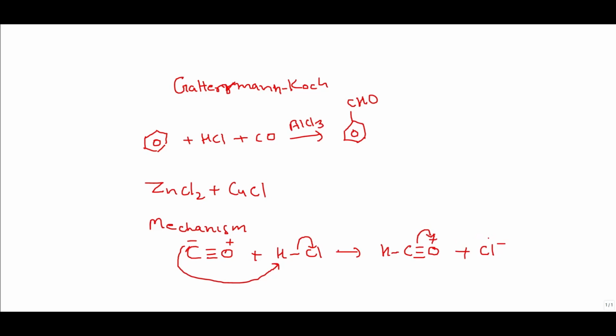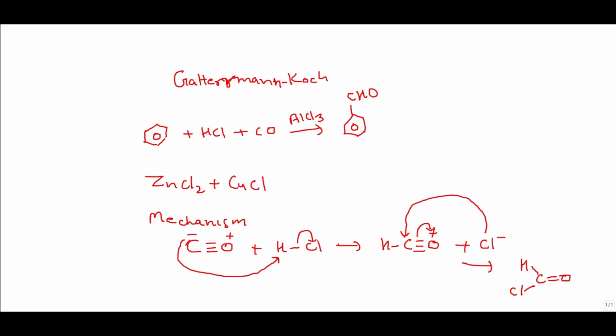Cl minus acts as a nucleophile and attacks the carbon, producing a species like this. So, in this species, oxygen has no charge and carbon has a hydrogen and a Cl. Now, this species, this product interacts with aluminum chloride.